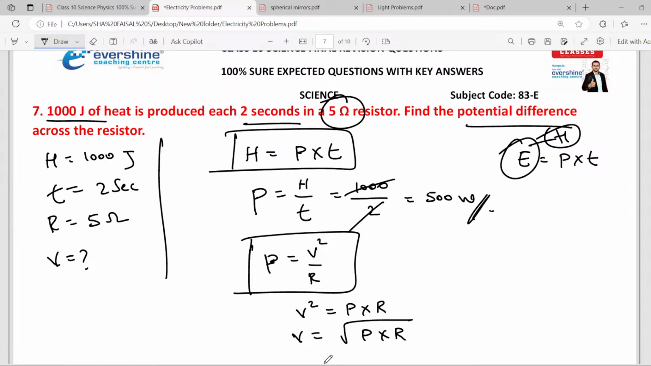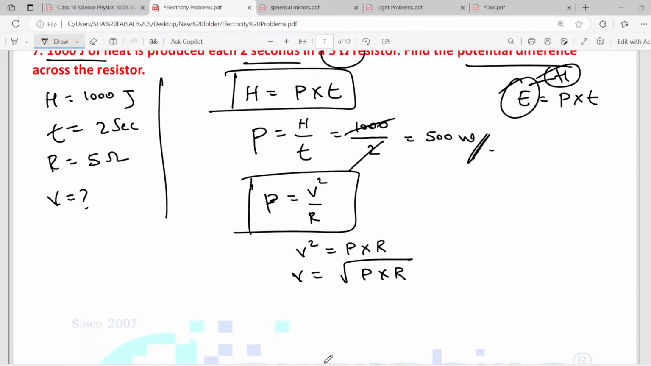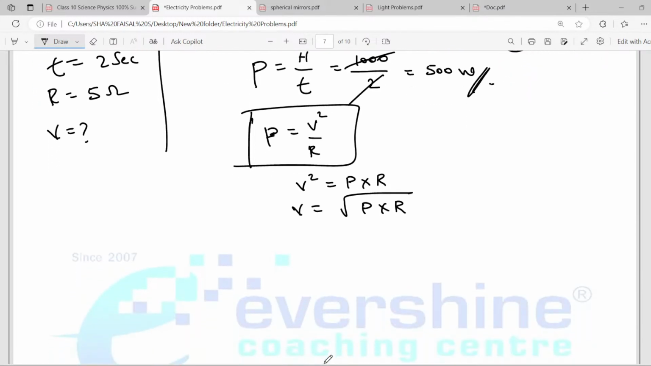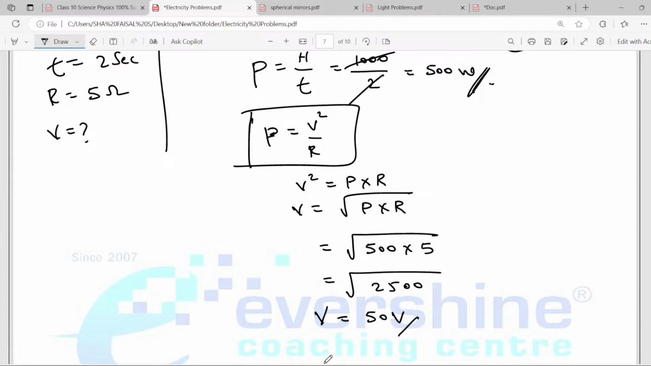One student has asked me this doubt earlier. I have seen this doubt on the chat screen. So this is how you have to solve the problem, child, when they give the power. So V is equal to root of P into R, is equal to root of 500 into 5 ohm. So root of 2500. Root of 2500 is 50. So potential difference V is equal to 50 volt. Followed? Any doubts? Is the concept clear?